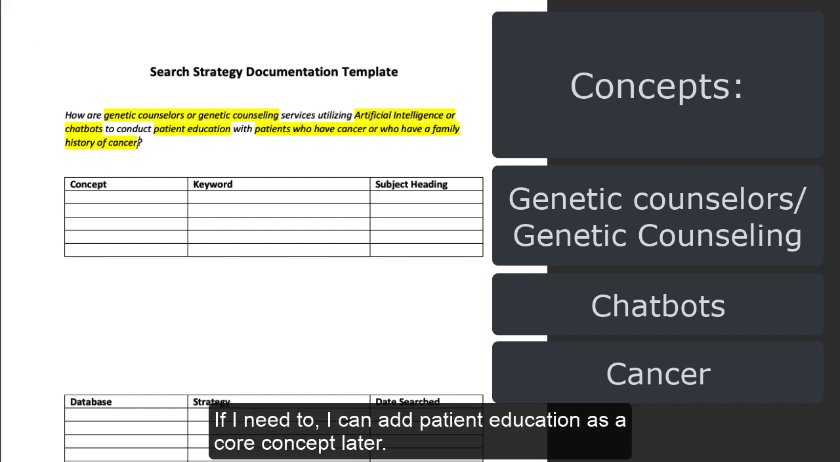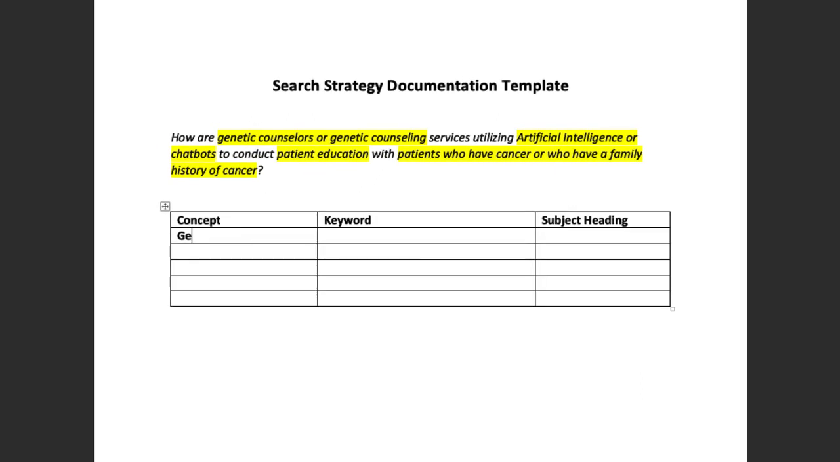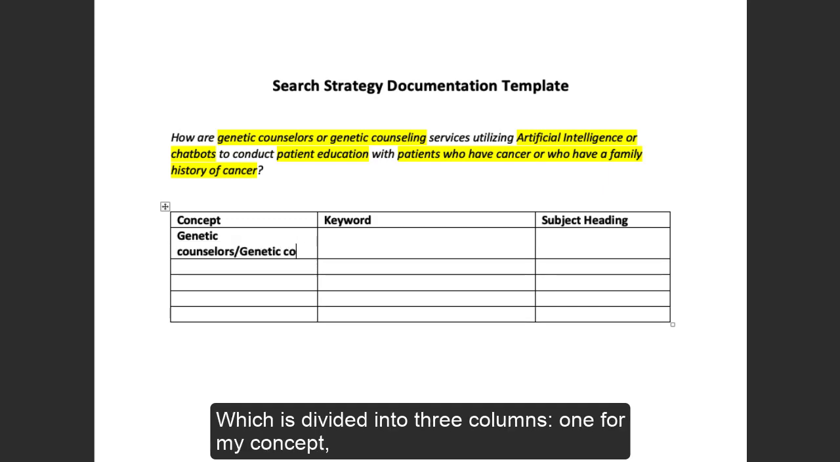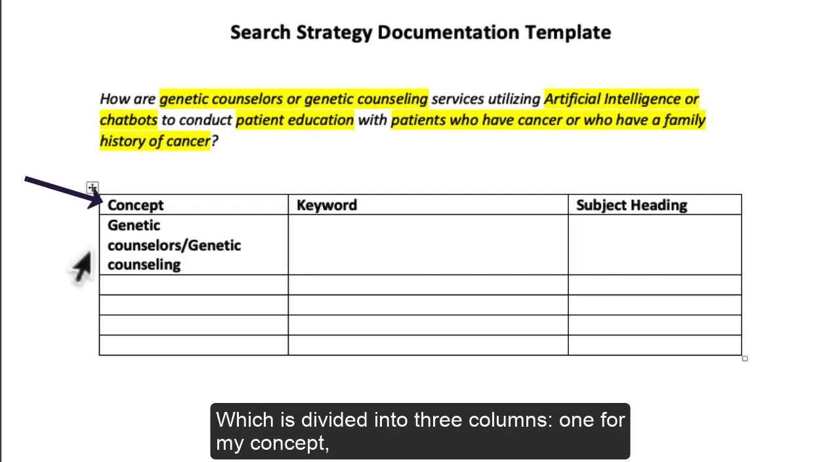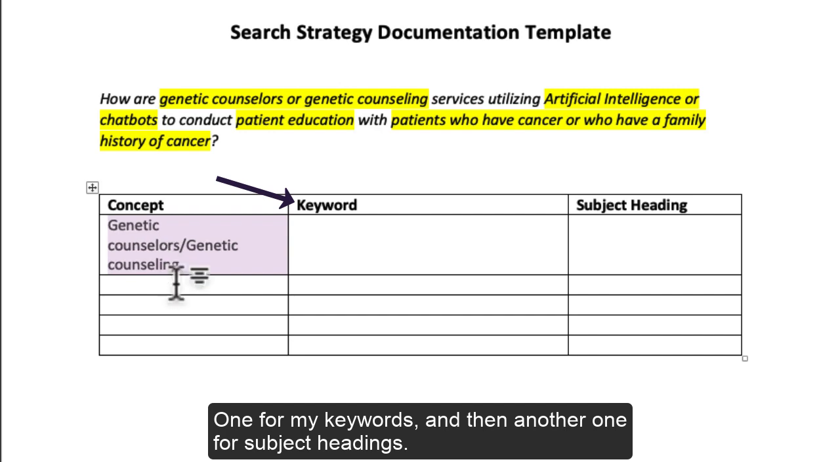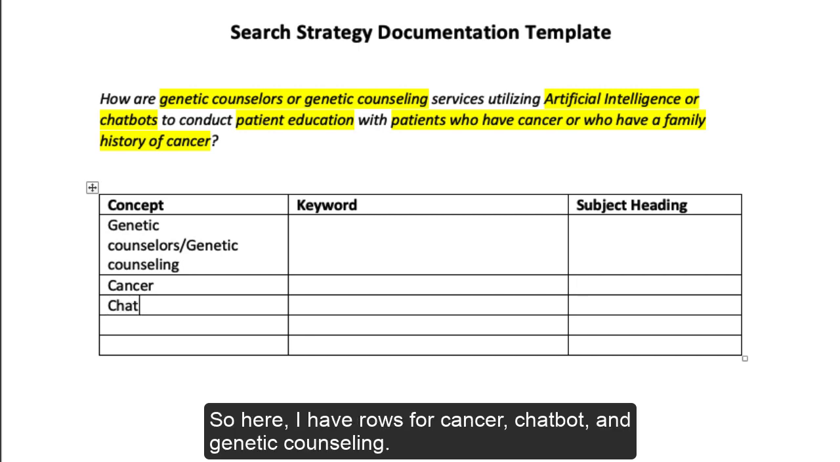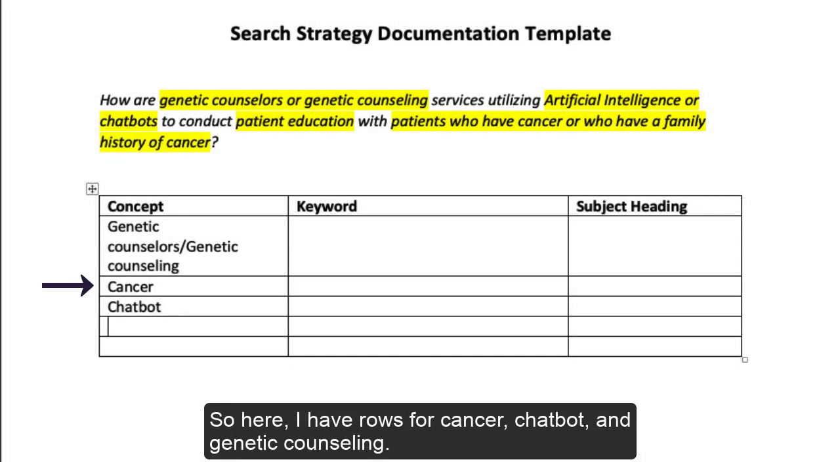If I need to, I can add patient education as a core concept later. I can now add these concepts to my search terms table, which is divided into 3 columns, one for my concept, one for my keywords, and then another one for subject headings. Each row will represent a different concept. So here I have rows for cancer, chatbot, and genetic counseling.